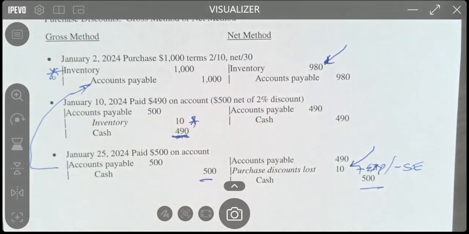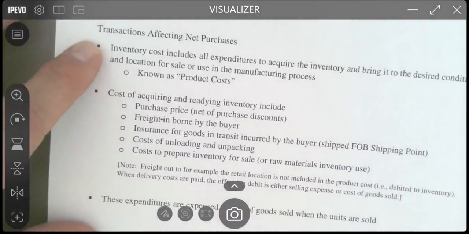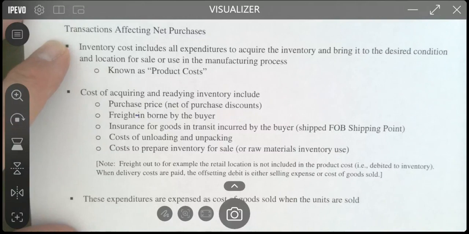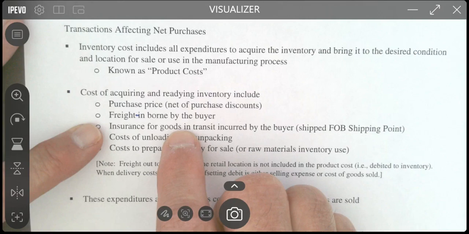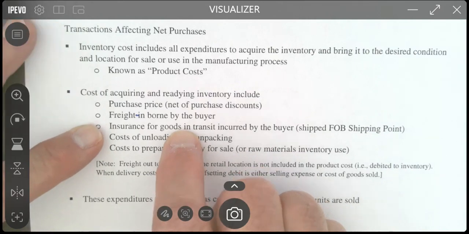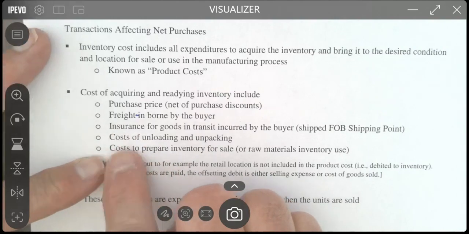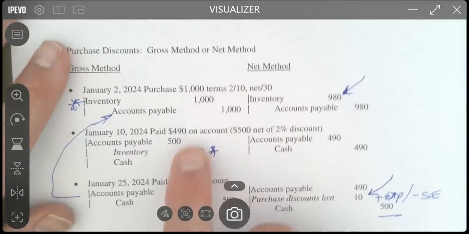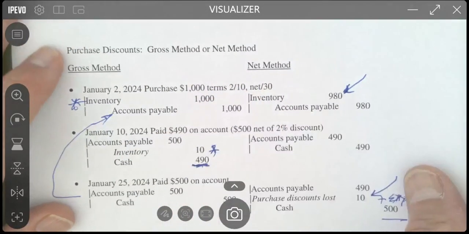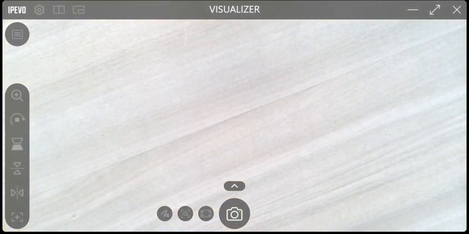All right. And so this was all transactions affecting the net purchases amount. We looked at the purchase price, the freight inborne by the buyer, insurance for goods that are borne by the buyer, cost of unloading and unpacking the inventory items, and cost to prepare that inventory for sale. And then we talked a little bit more about the accounting for those purchase discounts we talked about up here. All right. Let's talk about one more thing before we go to some cases.